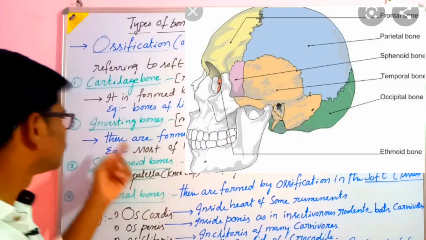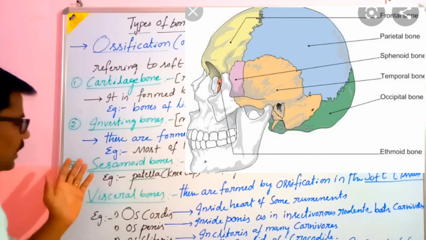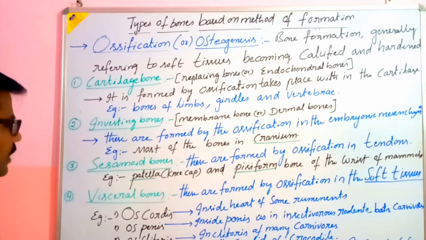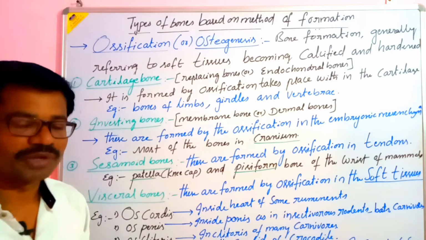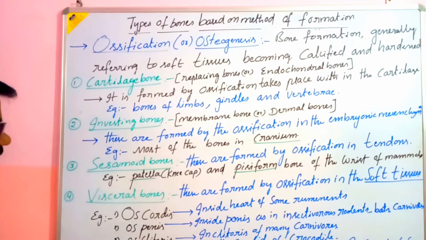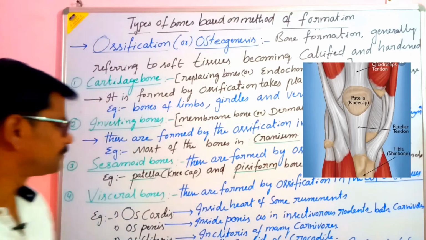Maximum cranial bones are made up of investing bones, right? If you see the picture, you can understand where this. Next, sesamoid bones. These are formed by ossification in tendons. You know, tendon is a dense regular connective tissue, that is, ossification and mineralization takes place in the tendons. It is mostly present in the patella and pisiform.